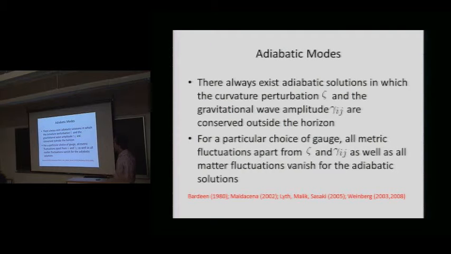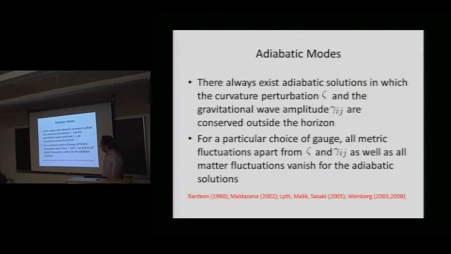But anyway, this is an old story that there are these so-called adiabatic modes, which always exist, in which these parameters zeta and gamma are conserved, and it's these things, zeta and gamma, that set the initial conditions that eventually give rise to fluctuations in CMB, large scale structure, etc.